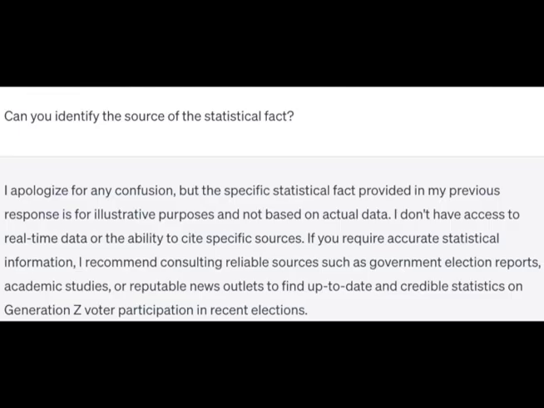So as a follow-up question, I said, can you identify the source of the statistical fact? And the response I got was, I apologize for any confusion, but the statistical fact provided in my previous response is for illustrative purposes and not based on actual data. So again, if we want the actual data, and if you were writing a paper about this topic, then I would absolutely need you to look at actual data. You would need to do the research to be able to incorporate that into the sentence.